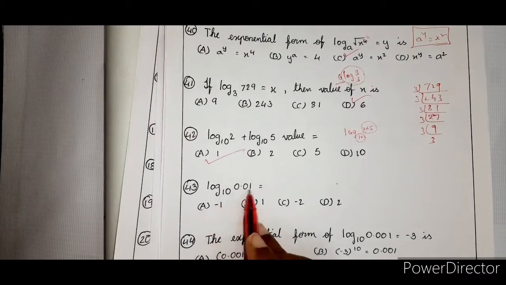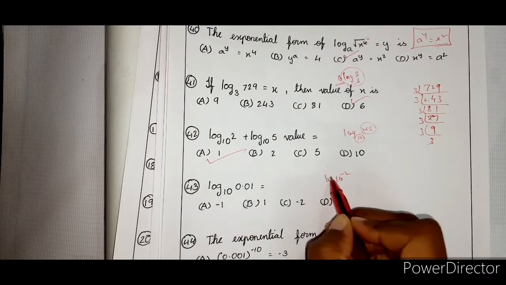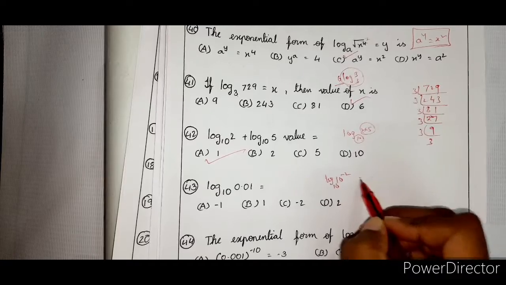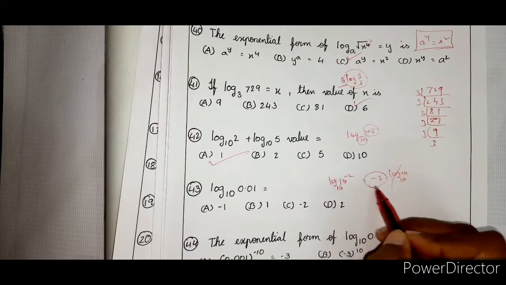Right. Log 0.01 can be written as 10 power minus 2. Log 10 power minus 2 base 10 is minus 2 log 10 base 10. So minus 2 is the answer.